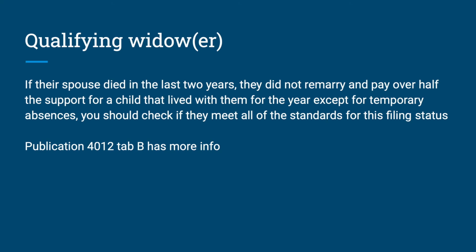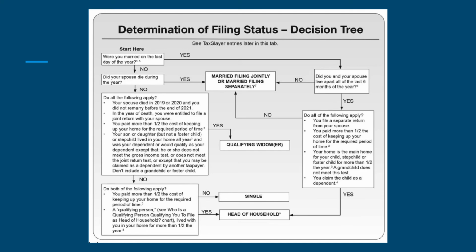We don't see qualifying widower as much. I'd say occasionally we will see it, and if someone comes in and they fall under that criteria, go straight to publication 4012 tab B. That will tell you the information you need to know if they can file under that status. And one thing that I really like in publication 4012 is a chart that I wanted to throw in here, the decision tree, and we'll show where to find this in publication 4012 later.